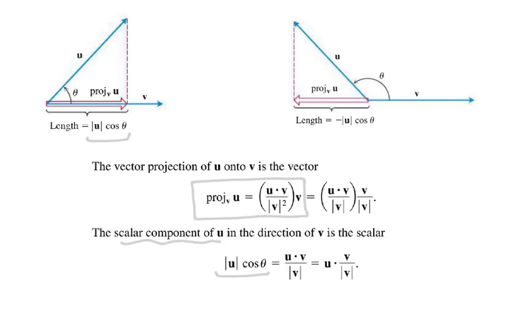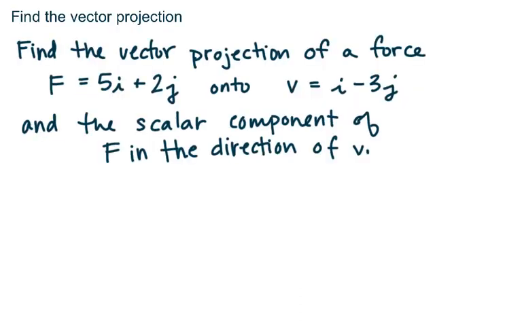So let's do an example of finding a vector projection. In this example, we're going to find the vector projection of a force, F, noted in component form 5i plus 2j, onto the vector V, noted in component form as i minus 3j. And we're also going to find the scalar component of F in the direction of V.